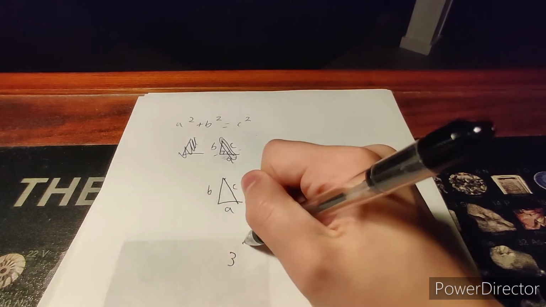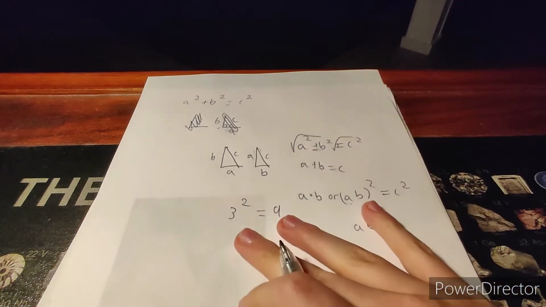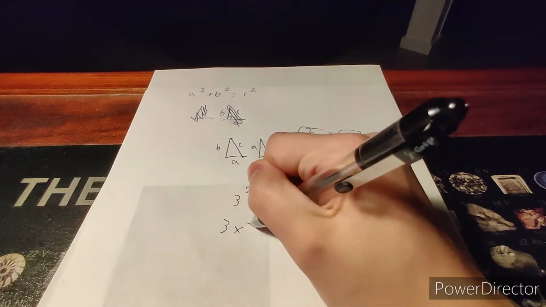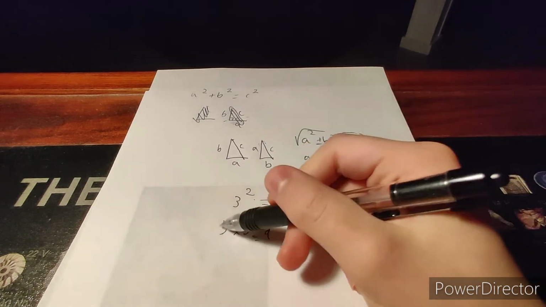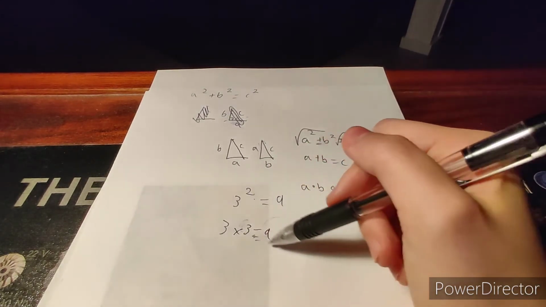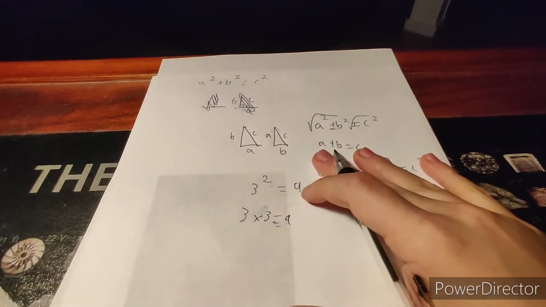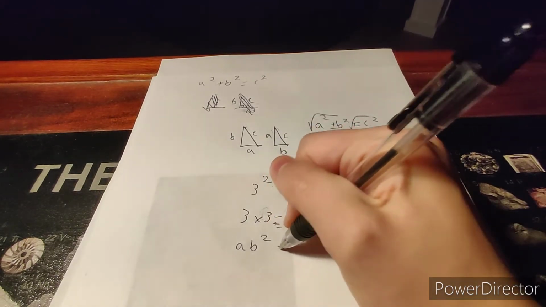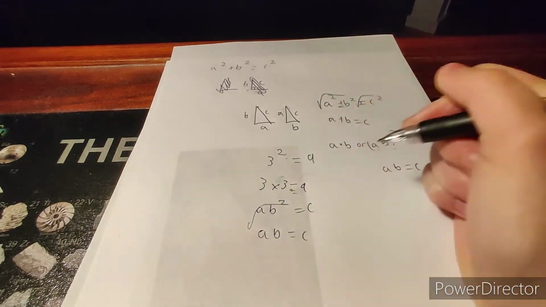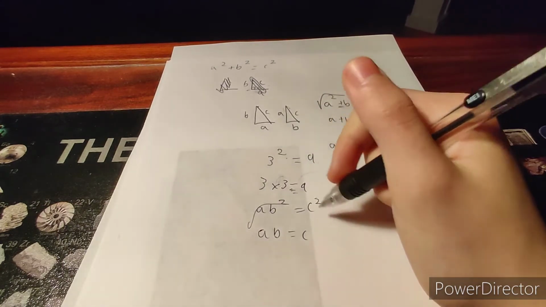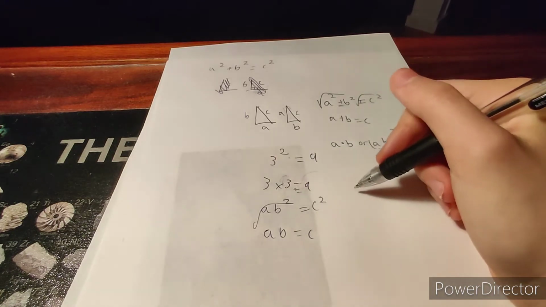3 squared is equal to 9, right? I think that's fair to say. 3 times 3 equals 9. So if 3 times 3 is equal to 3 squared, then square rooting it is essentially getting rid of one side, right? So if ab squared equals c squared, then when you square root it, you'll get ab equals c. If it's a plus b, you can't. With a squared plus b squared, you can't square root them individually. That wouldn't work out.